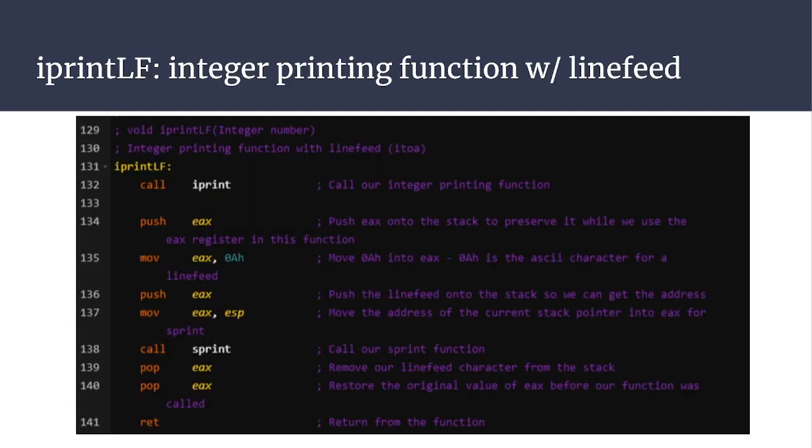Back at iprintLF, we push EAX back onto the stack to preserve it. We move 0AH to EAX, which is the ASCII character for a line feed or new line character. We push that onto the stack. We're then going to move ESP, the stack pointer register, to EAX so that we can call sprint again and print the line feed character. We then pop the line feed character off the stack and pop again to restore the original EAX value to its register. Finally, we return to the function and proceed with the code. So this function results in a number printed to the console with a new line character.